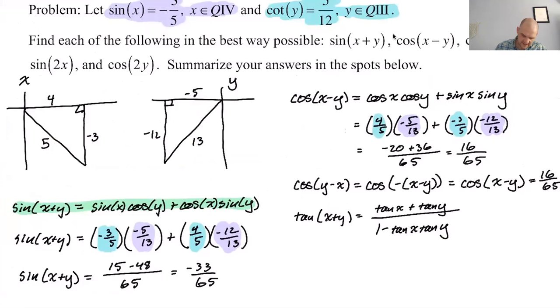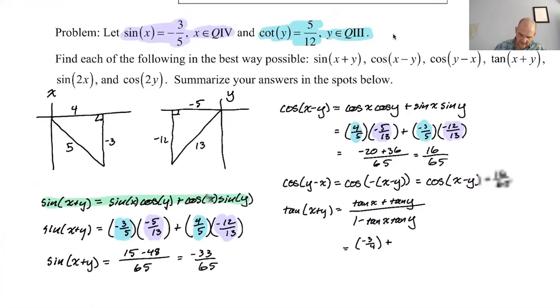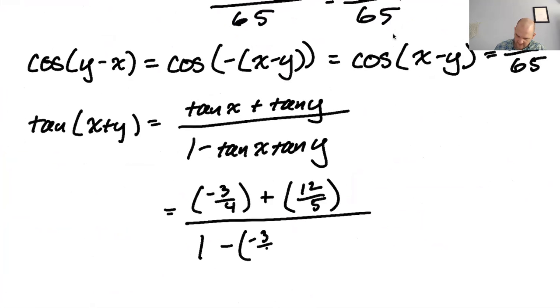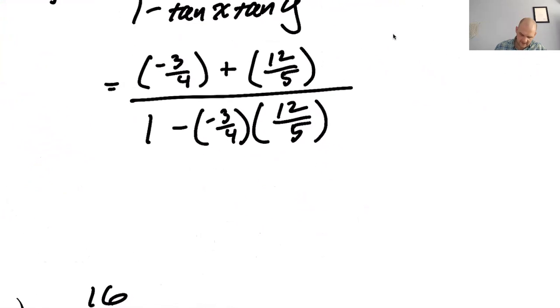So tangent of x is opposite over adjacent. It's negative 3/4. Negative 3/4 plus the tangent of y. Tangent of y is opposite over adjacent, 12/5. We were kind of given that. I mean, we're given cotangent, but 12/5 over 1 minus. So there's less to find, I guess, because you use tan x and tan y twice. Is that super useful? Not really.